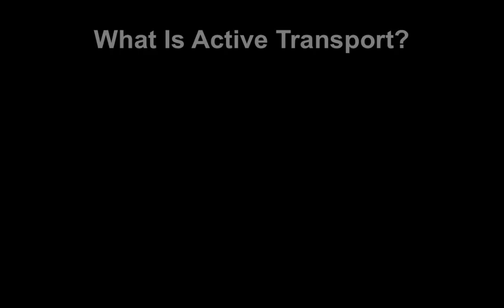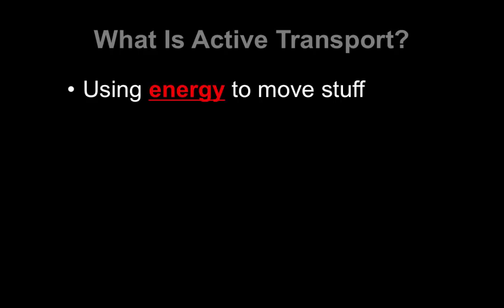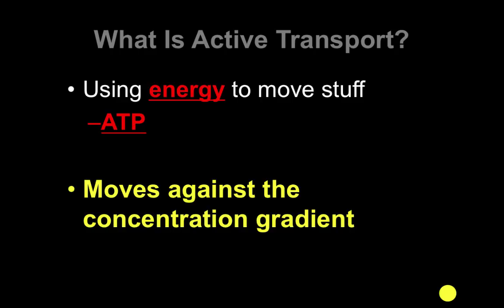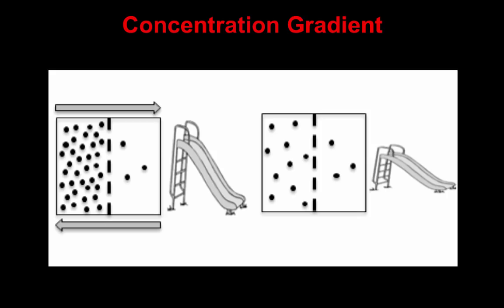Now let's look at active transport. So active transport, remember, being active means you're using energy. So active transport means you're using energy to move stuff. And that means ATP is going to be involved. And we're going to call this moving against the concentration gradient. And we'll look at this here in just a second. So a concentration gradient means slope. So it's a difference in a concentration.